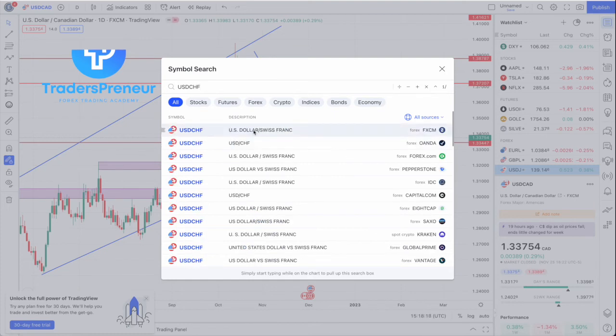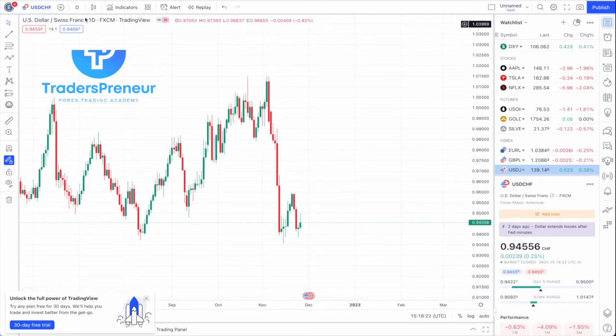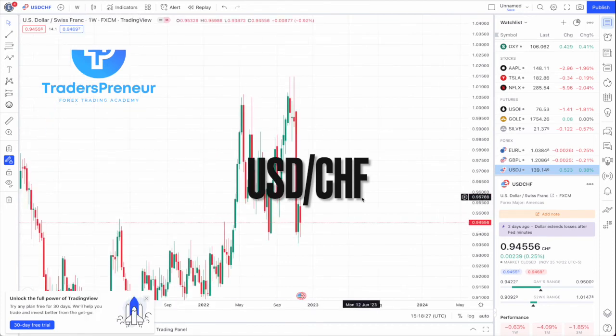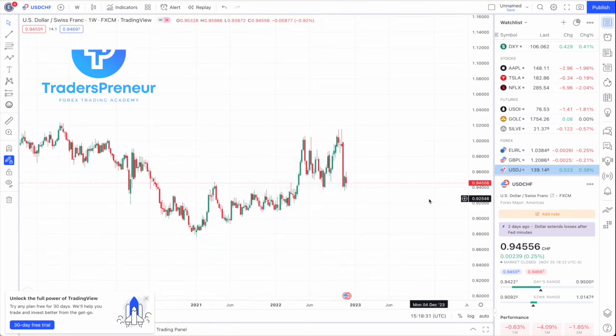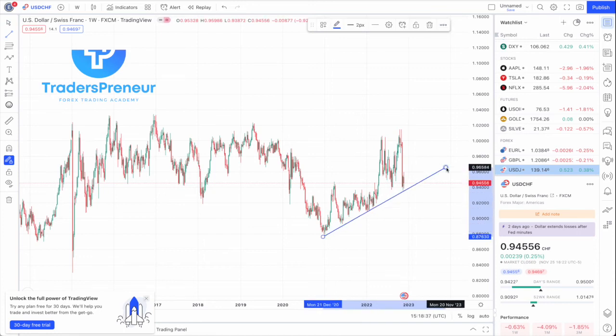Or the Swiss franc, USD Swiss franc. This is the daily time frame, and let us see the weekly time frame. This is the weekly time frame for USDCHF. It's our trend line here.